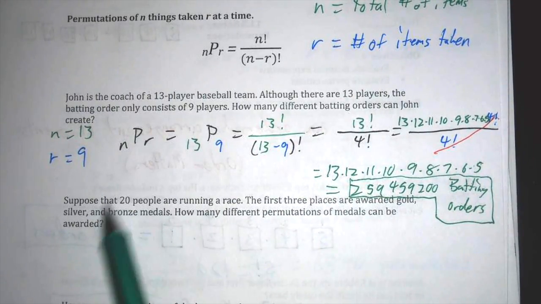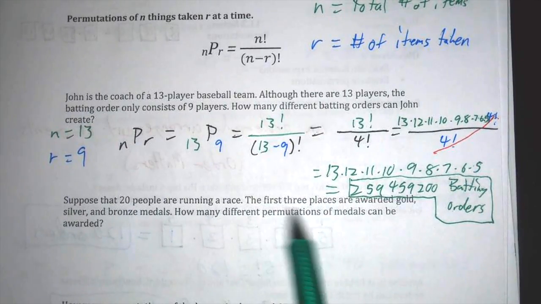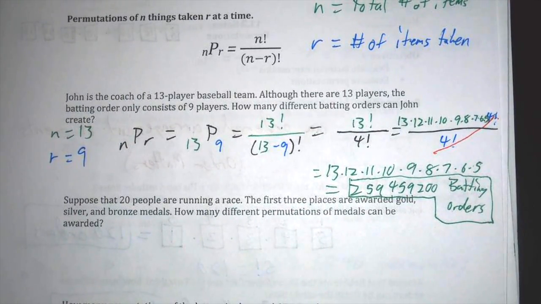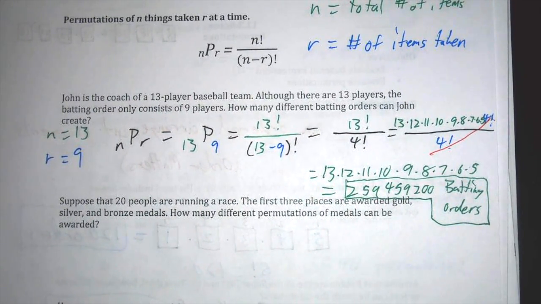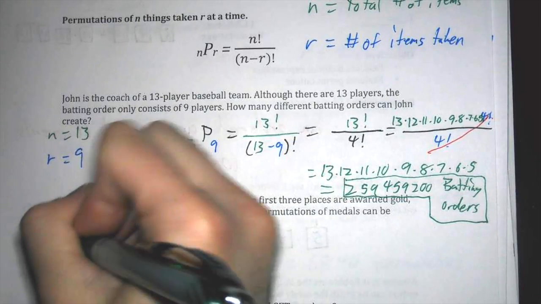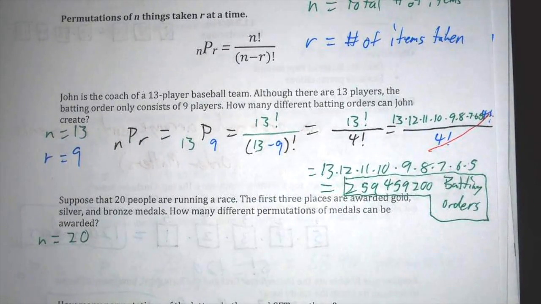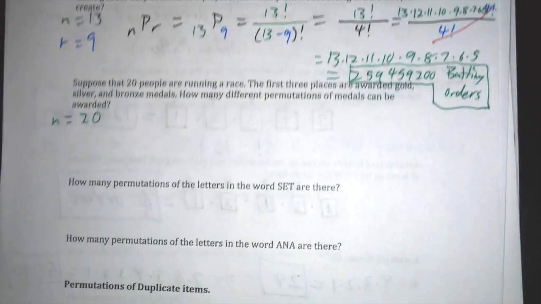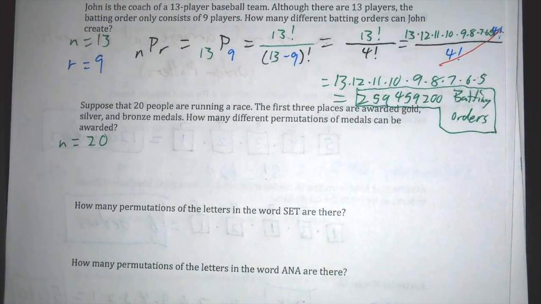Okay, so this next example, it says 20 people are running a race. The first 3 places are awarded gold, silver, and bronze medals. How many different permutations of medals can be awarded? So looking at this, what is our N going to be? How many? What's the group that we're choosing from? 20. There are 20 people running in it, so that's our total number of items. It tells us that there are 3 places that are being awarded medals.